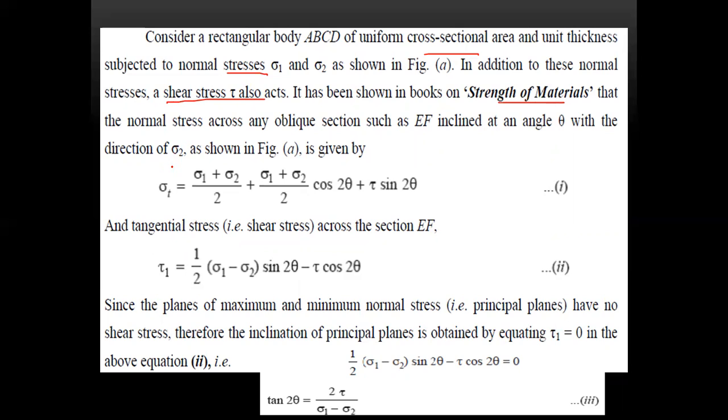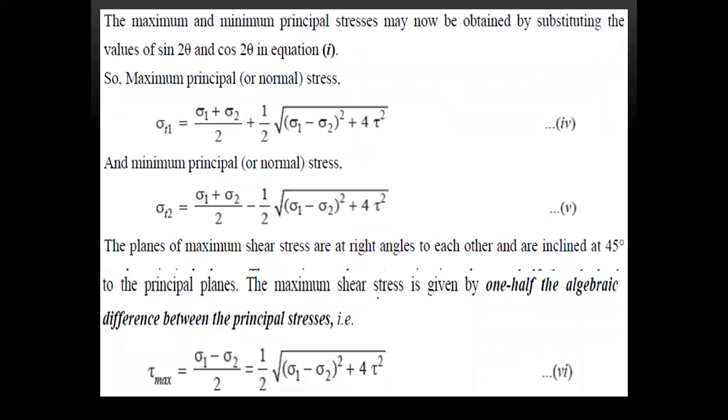Therefore, from the figure, we can say sigma T is equal to sigma 1 plus sigma 2 by 2 plus sigma 1 minus sigma 2 by 2 cos 2 theta plus tau sin 2 theta. So we have to derive this so that we are getting the values, that is maximum stress sigma T1 and the other normal stress sigma T2. Therefore, the difference between the principal stresses, tau max is equal to sigma 1 minus sigma 2 by 2.